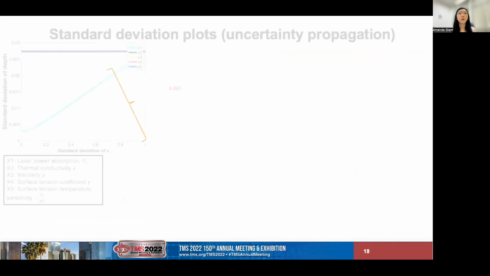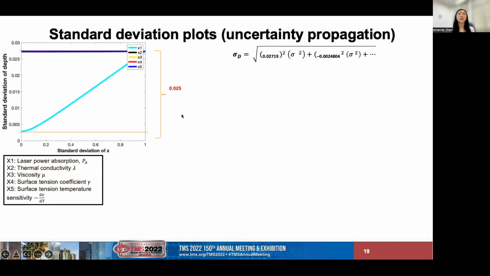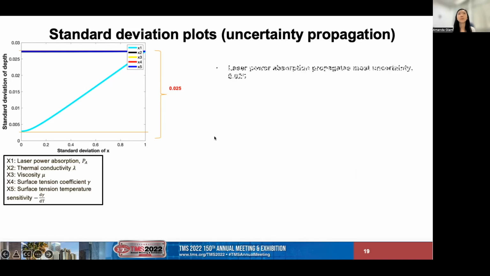And by doing so, we then manage to obtain results in terms of a graph of how the output uncertainty actually changes together with the input uncertainty. So here, we have normalized the input standard deviations to be within the range of 0 to 1. And x1 to x5 represent the laser power absorption, surface tension, temperature sensitivity, respectively.